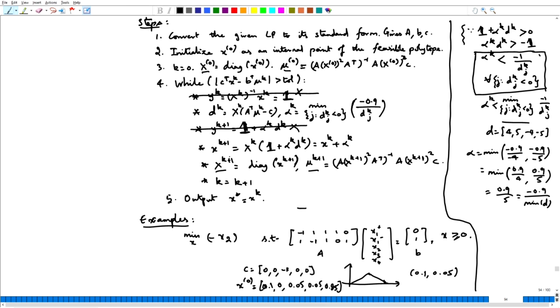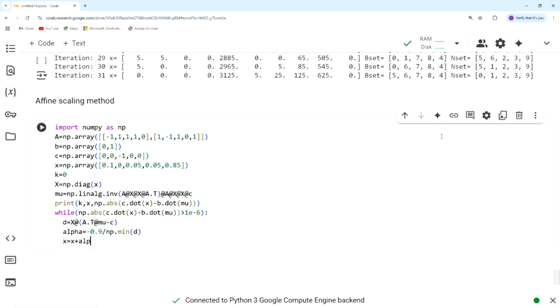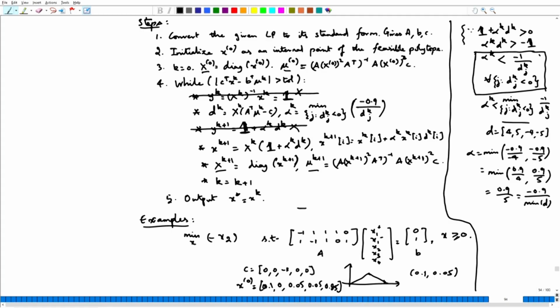So that is x_{k+1}. I will write it like this: x_{k+1} of i is x_k of i plus alpha_k into x_k of i d_k of i. Okay, that is how it turns out to be. If I write it in the vector form, I will write it as x equal to x plus alpha into x into d. When I write x into d for 2 vectors, it does element-wise multiplication. That is what we want, fine.